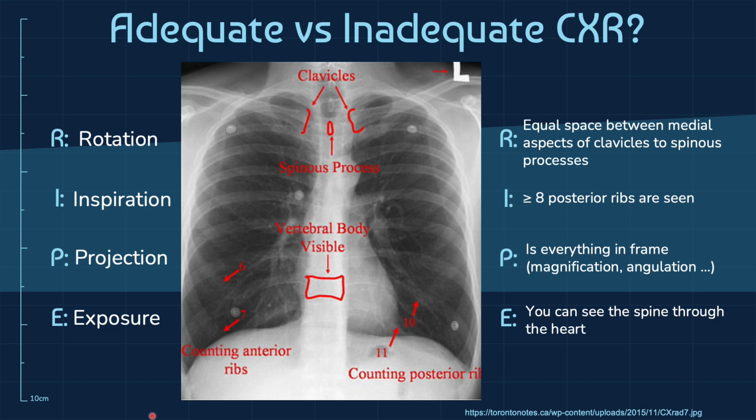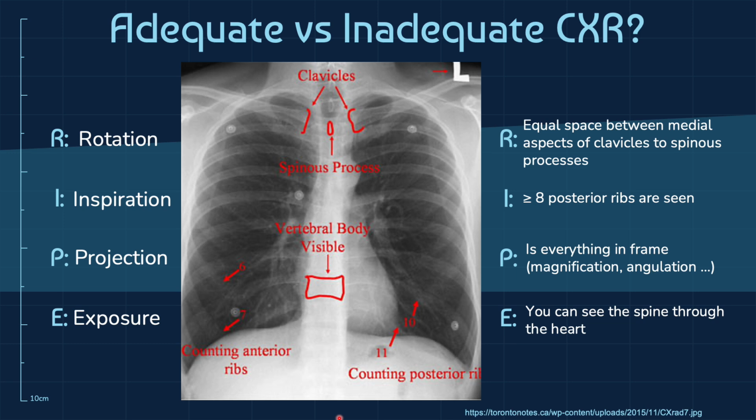Next is projection. Projection basically implies the angulation, rotation, or magnification of the radiograph. You would want to be able to see all the anatomical structures you're looking for when looking at an X-ray. And you don't want any parts of it to be cut out. So you should be able to see all the ribs, the clavicles, the diaphragm, and everything in between, making sure that everything's in position. Lastly is the exposure.